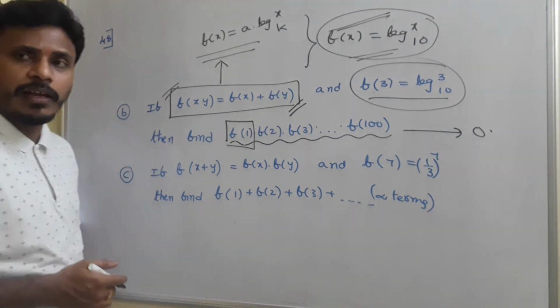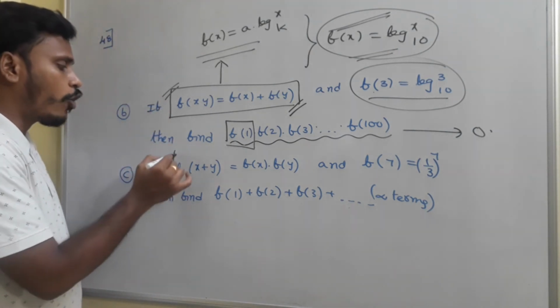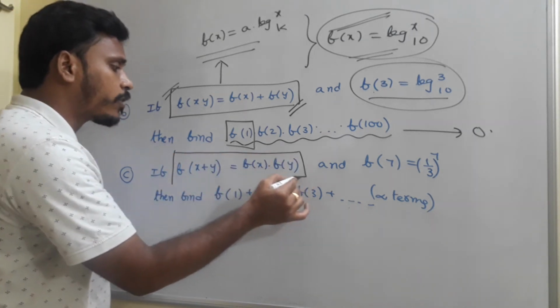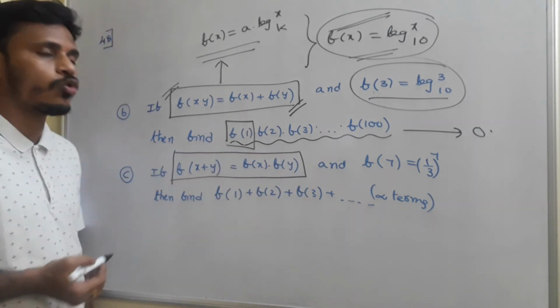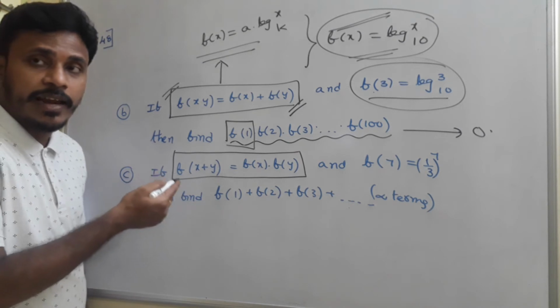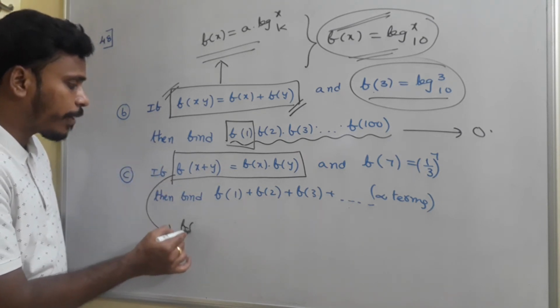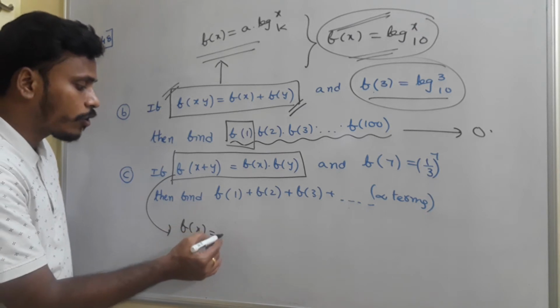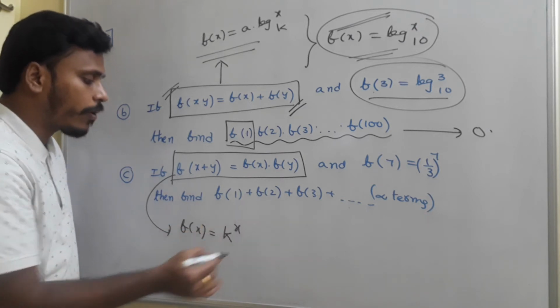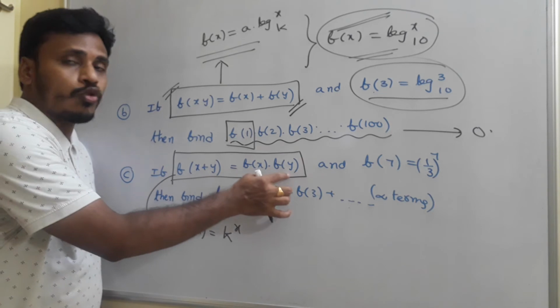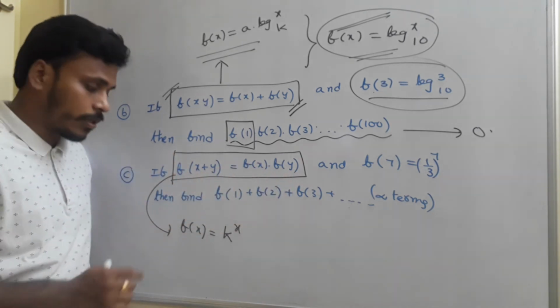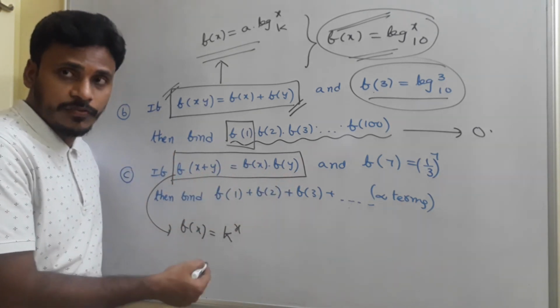In a similar way, if you think about the next one, 48c, f of x plus y equals f of x into f of y. Again, it is a standard relation, and corresponding to this standard relation, as I mentioned to you, f of x equals some constant to the power x. K power x into k power y is k power x plus y. Okay, this is the general function.